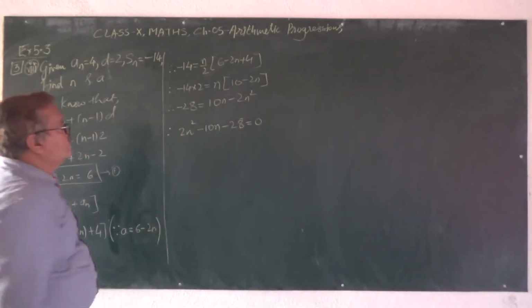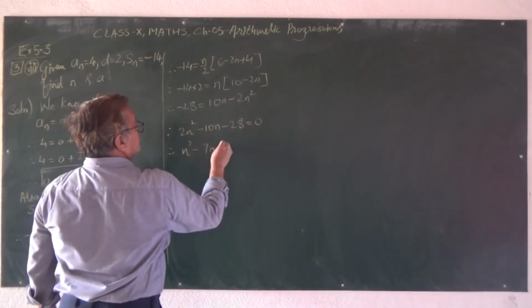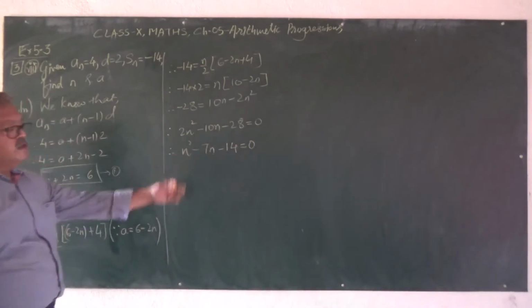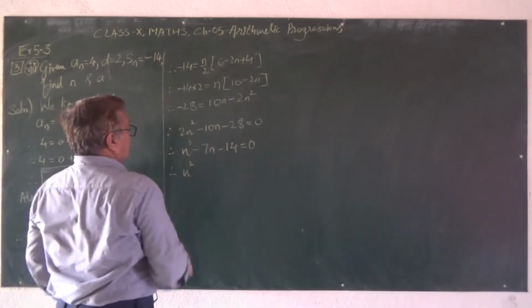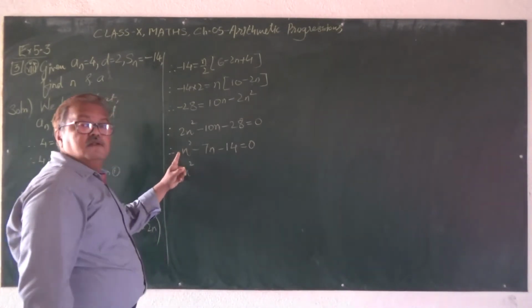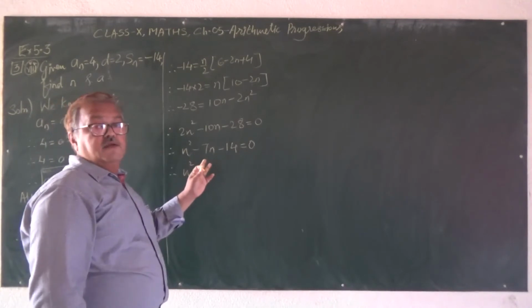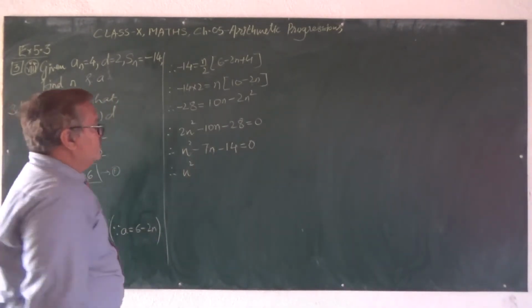Divide this by 2. So you are going to get n square minus 7n minus 14 is equal to 0. Factorize this by splitting the middle term. So here the coefficient of n square is 1. We can do it orally. What are the factors? Minus 7 into 2. So n minus 7 and n plus 2.